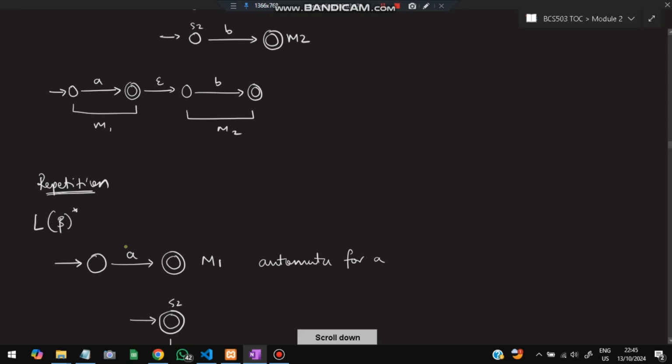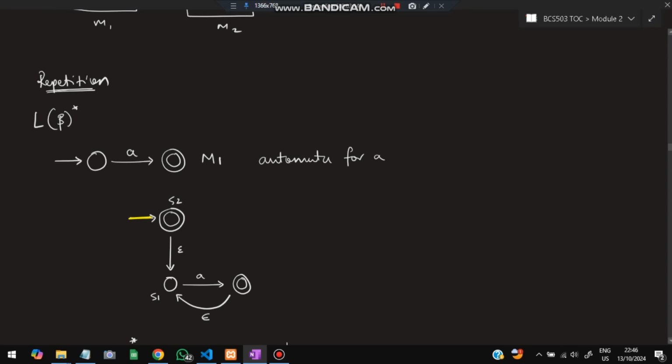The last one is the repetition. In repetition, you'll have a thing like this, A, going to the final state. If you want to do the repetition, the first step is to take another accepting or final state here and keep it. Do the epsilon transition. After that, make this thing M1. You make this thing here, and after you made this, just put an epsilon transition here. Got my point?